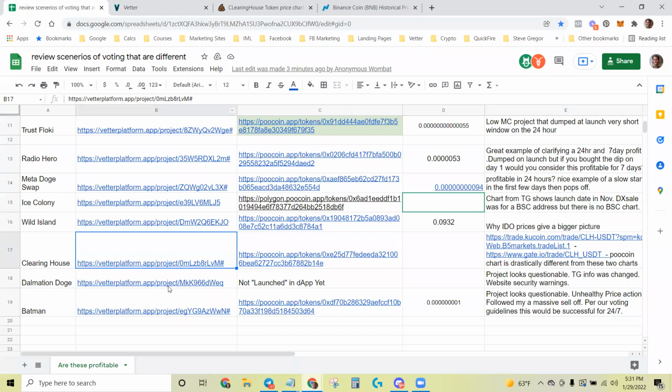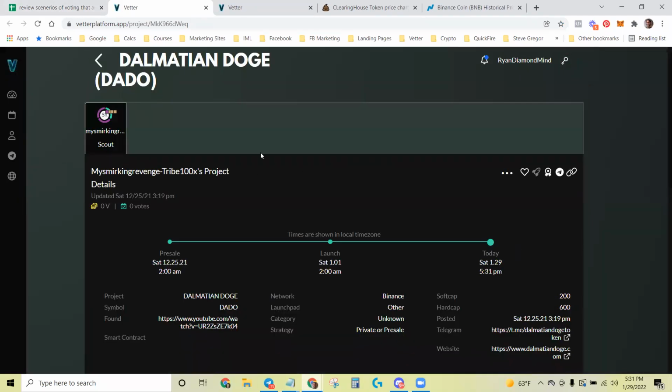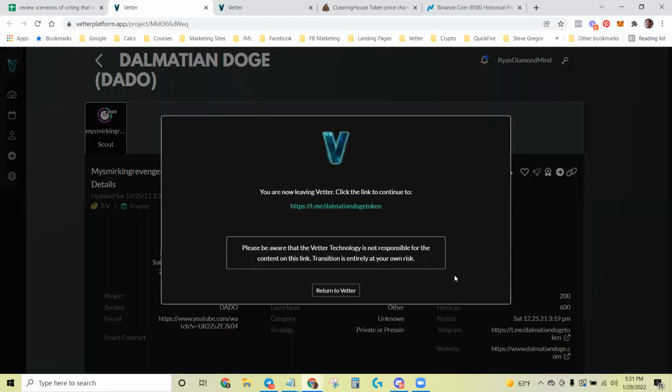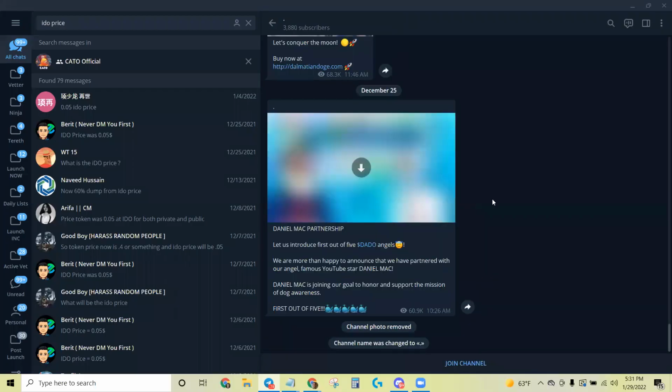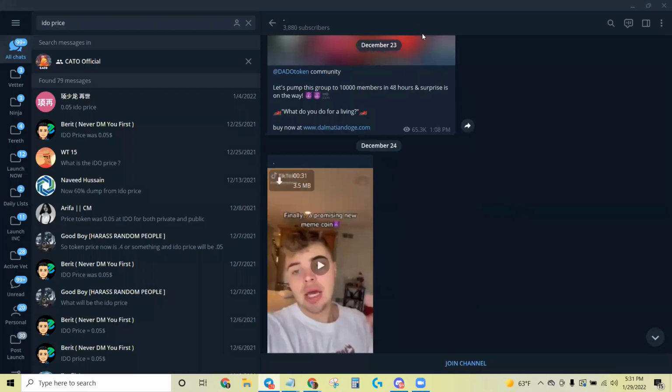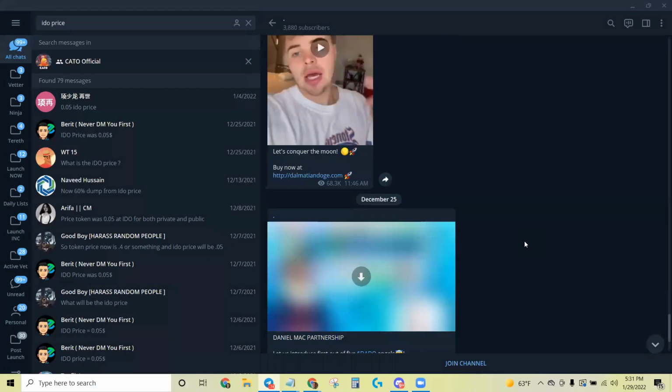This one is a project I ran across. This can be the last one we look over. Dalmatian Doge. It has not been launched yet. I was searching for projects that needed to be launched, and when I ran across this one, the Telegram had been cleared out or reset. They changed the name, they changed the information.